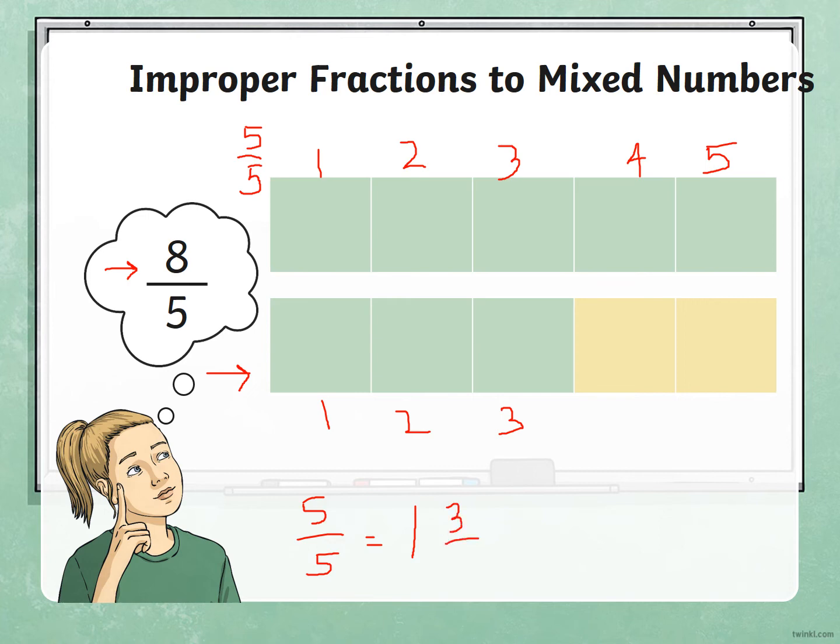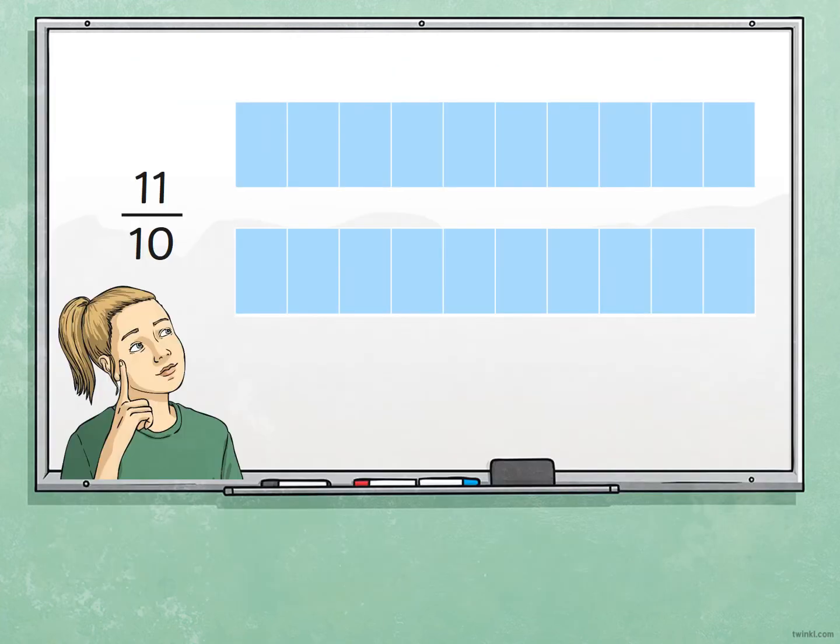Brilliant. We can see that we have shaded 3 out of the 5 bars. So you have now converted that improper fraction of 8/5 to the mixed number of 1 3/5. Well done. Let's see if we can have a go at a second question.